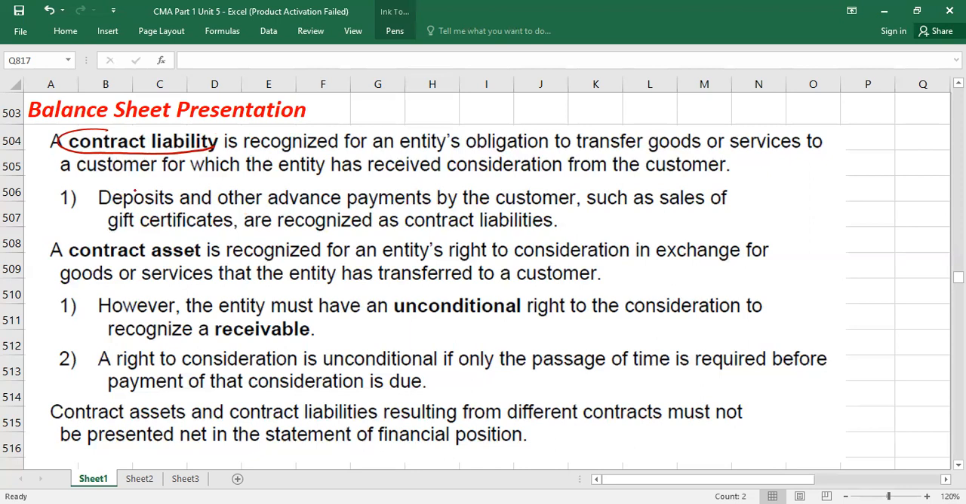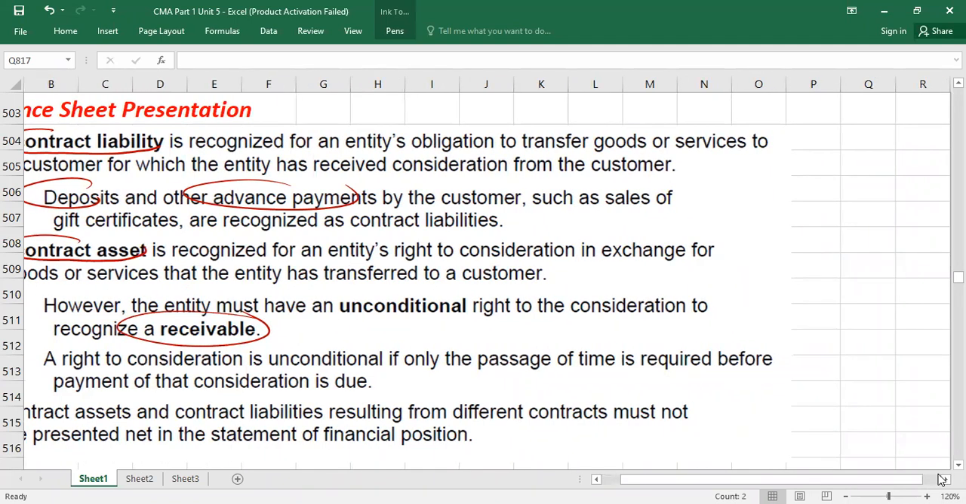So this is what is called contract liability. Sometimes customers make deposits or advance payments, but the seller has not yet delivered the goods. So for the seller, the advance payment will become a contract liability. And sometimes we have contract assets. And sometimes we have receivables. Let me tell you here, guys, when a contract asset will be booked and when a receivable is booked.